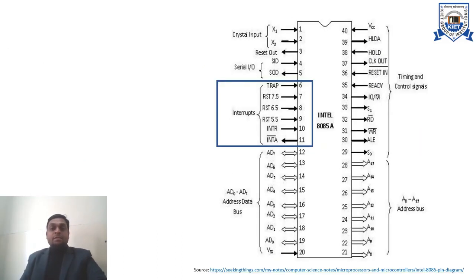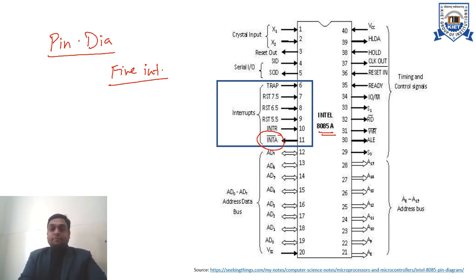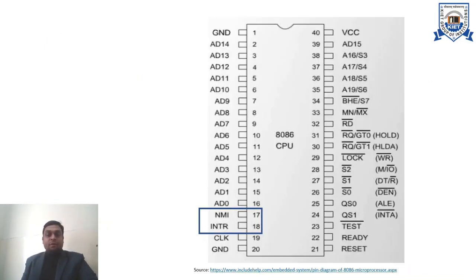Now here is the pin diagram of the 8085 microprocessor. In the 8085 microprocessor, we have a few interrupts that are denoted by this box. Here, pin numbers 6, 7, 8, 9, and 10 are the interrupts. There are 5 interrupt signals in 8085, and one signal which is used as an interrupt acknowledge. This is about 8085. In 8086, only 2 interrupt signals are there, pin number 17 and 18.